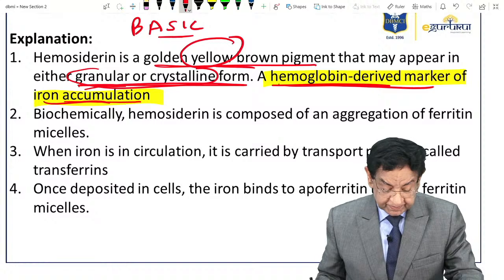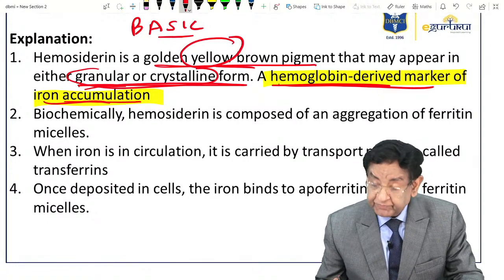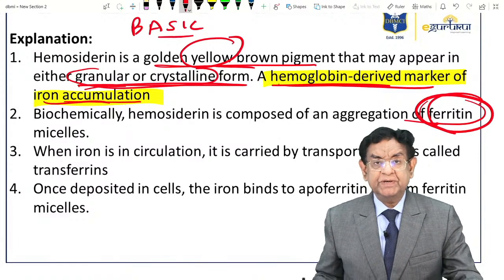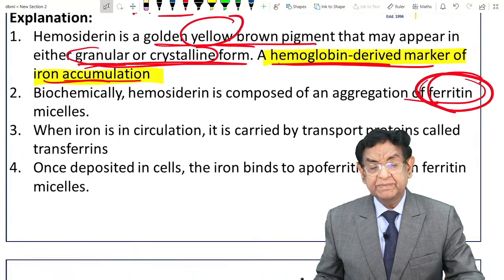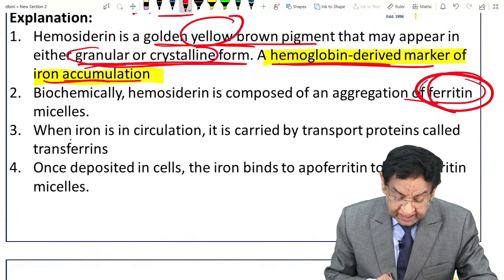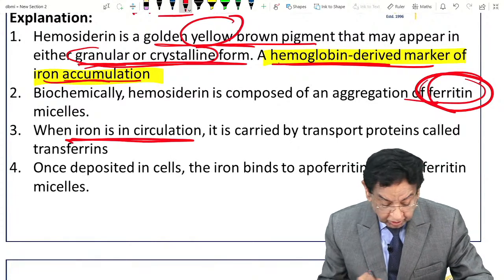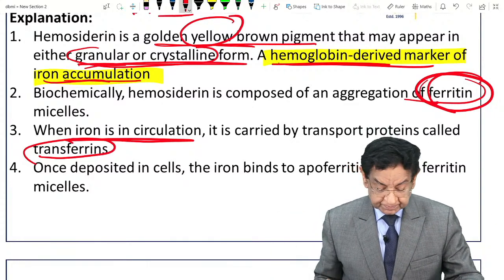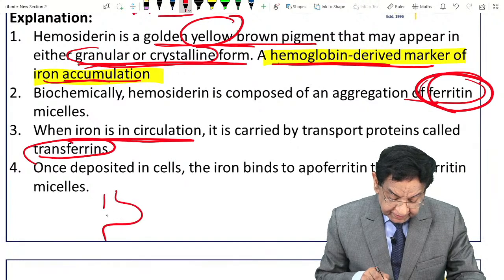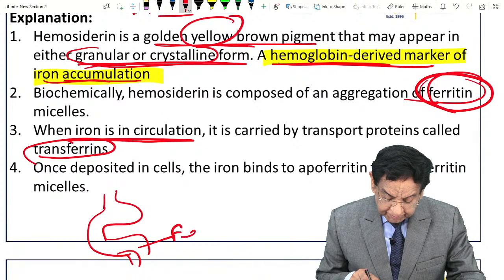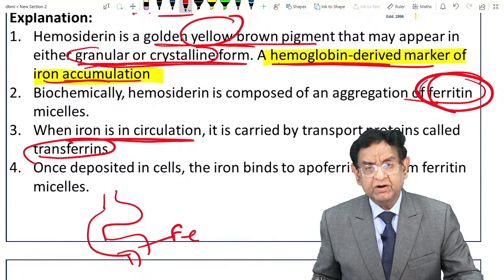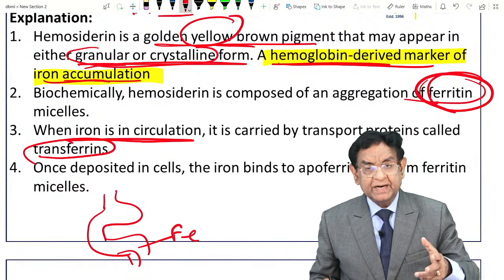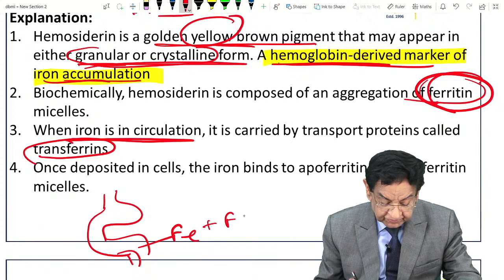But let's learn more about this line. Biochemically, hemosiderin is composed of aggregates of ferritin. That means hemosiderin, what we have been talking about, is simply ferritin. So let's read a little more physiology to understand this. When iron is circulating in the blood, it is carried by a protein called transferrin. Just to give you a simplified example, iron is there in the GIT and iron is absorbed in the proximal small intestine, the duodenum or the upper jejunum. Iron is absorbed, comes to the blood, and travels via transferrin.